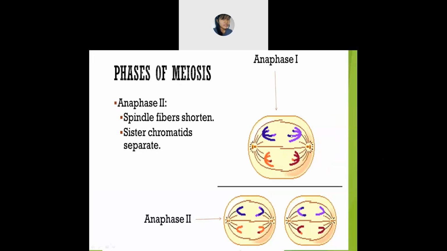It will move apart. These chromosomes will move apart from each other. They will try to divide now. Remember, in meiosis it will have to divide into 4, but in mitosis only 2, from 1 to 2. But in meiosis, you remember that they will try to be 4.